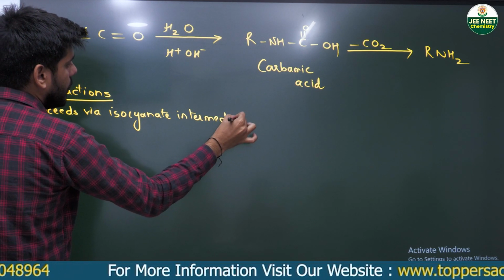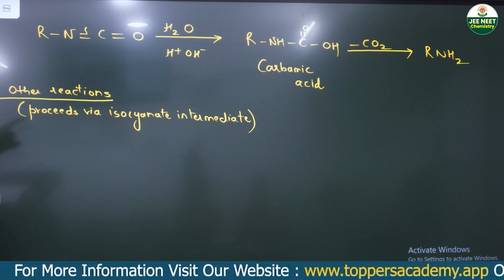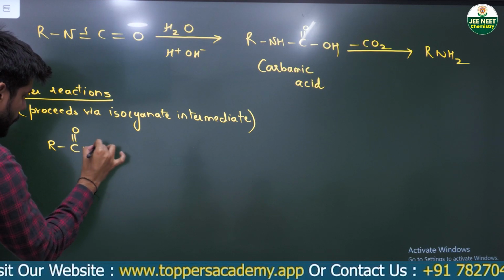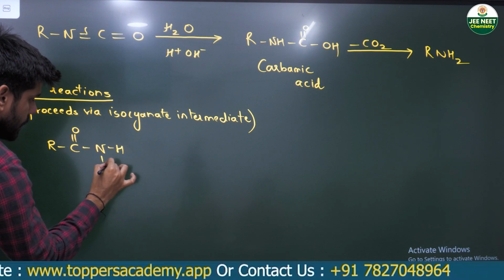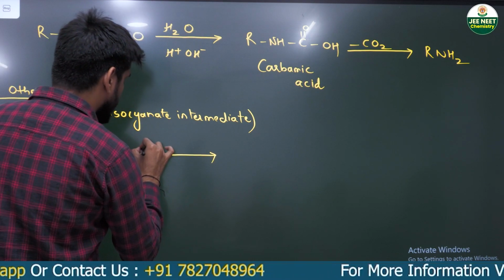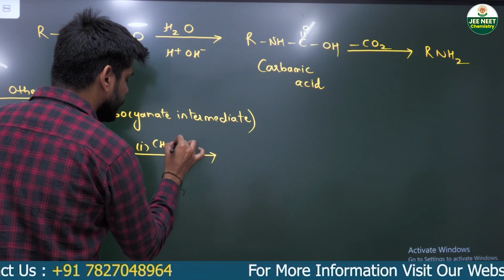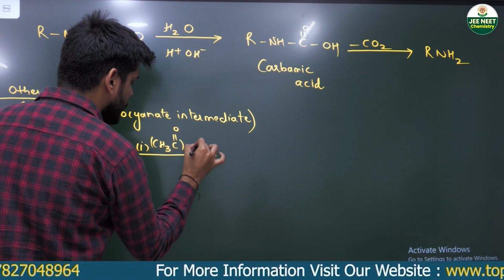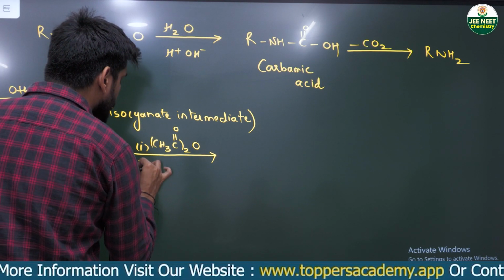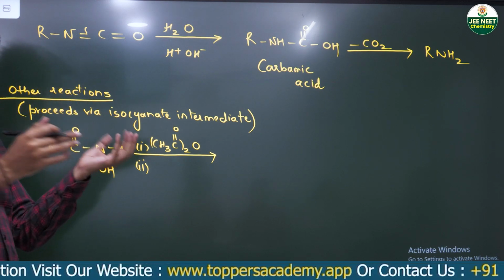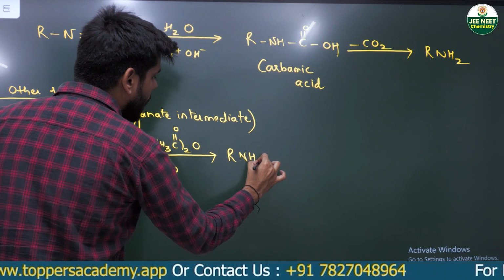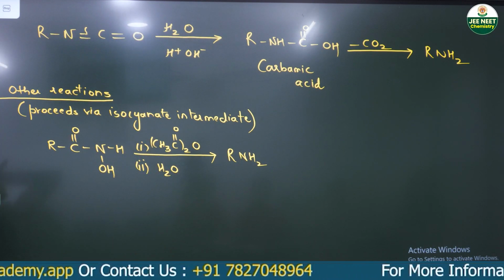Is that clear? Yes. The first one is RC double bond O NH-OH. Suppose you start with this and treat it with acetic anhydride, followed by hydrolysis. With acetic anhydride, you will get an alkyl isocyanate, followed by hydrolysis of the isocyanate, you will get an amine. Which amine? 1 degree. Please remember.